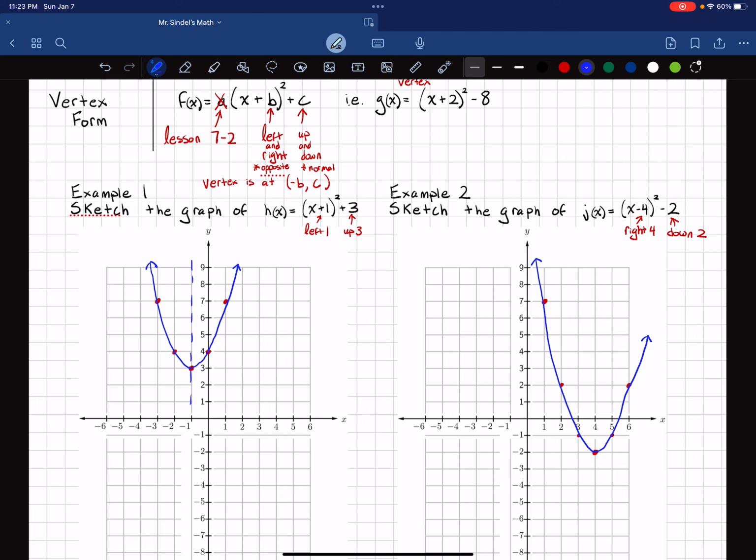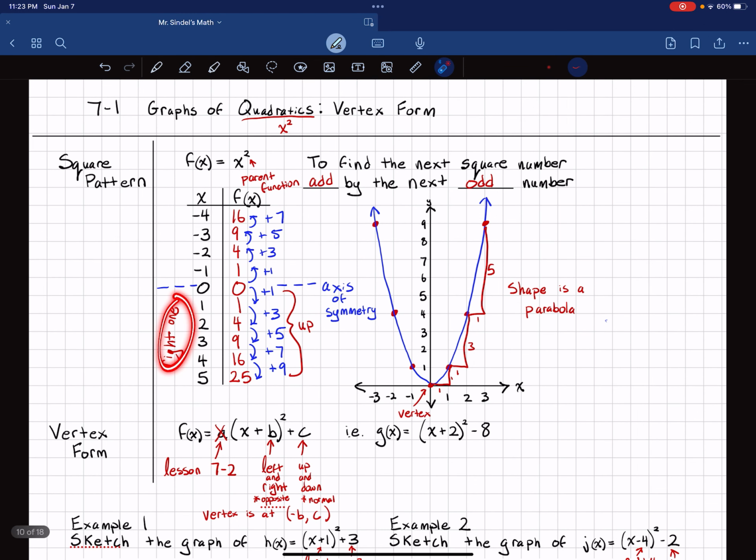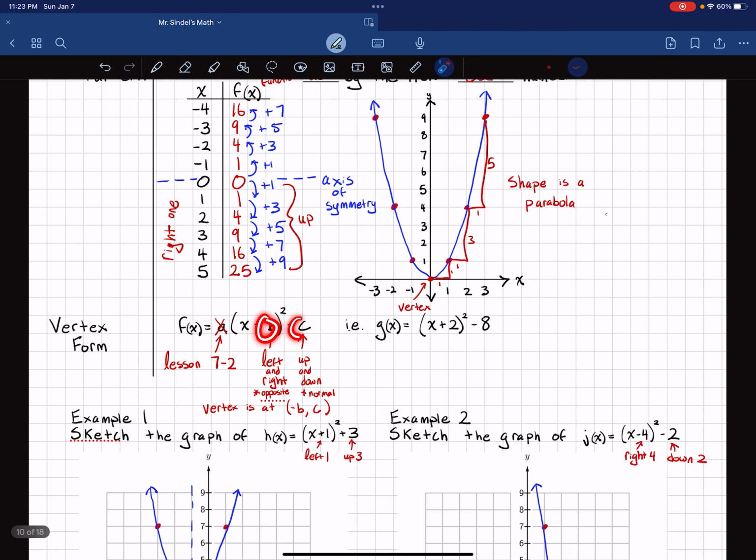So again, there are kind of two things to take away from this lesson. The first thing is the pattern of what to do when you have your vertex. When you have your vertex, use the square pattern of always go right 1, then go up 1, 3, 5, 7 with odd numbers. And secondly, use the vertex form. The B and the C here will tell you how much to go left and right, how much to go up and down. Remember that this one is opposite.